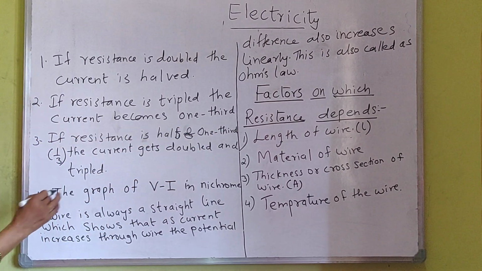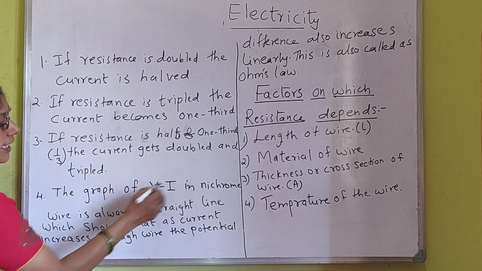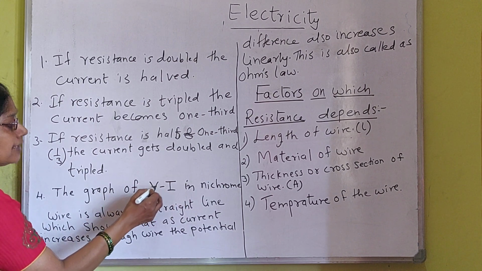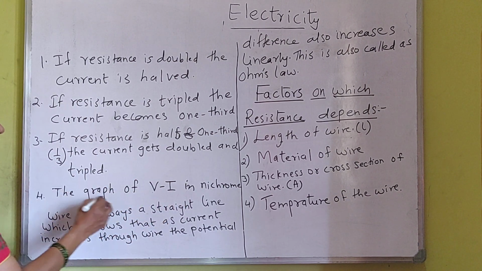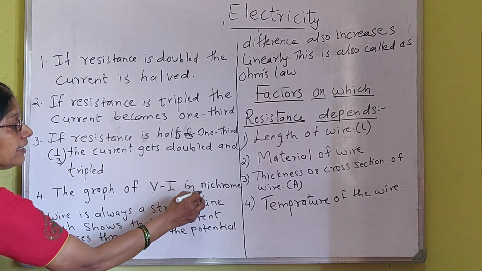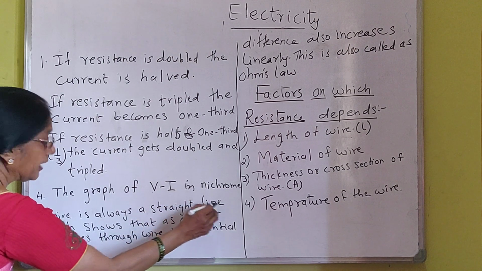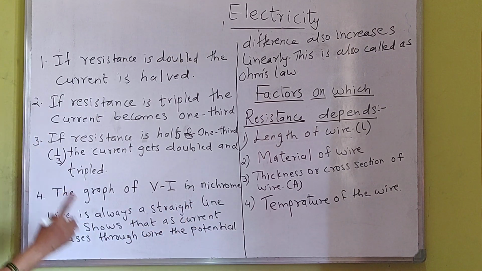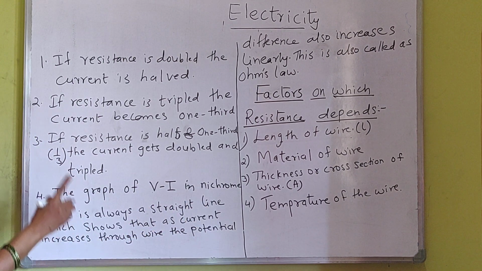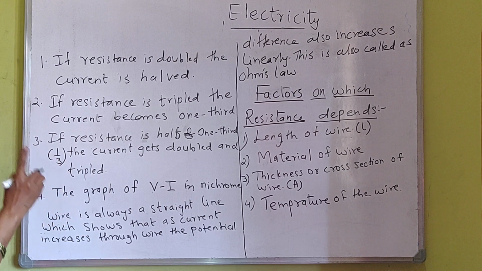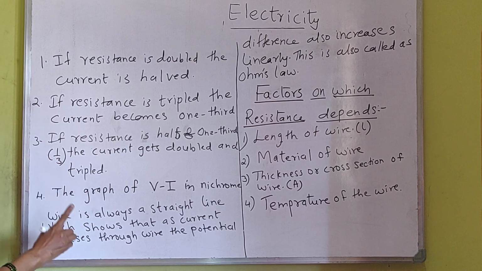We saw earlier the VI graph. VI graph means what? The potential difference and current graph. The graph of potential difference and current in nichrome wire is always a straight line. You have to remember, one question can be asked: what is the graph of VI in nichrome wire? It is always a straight line.